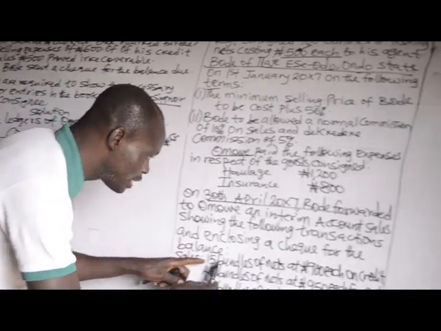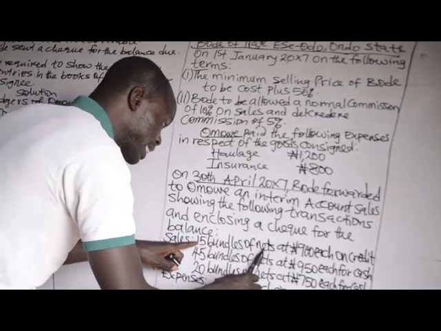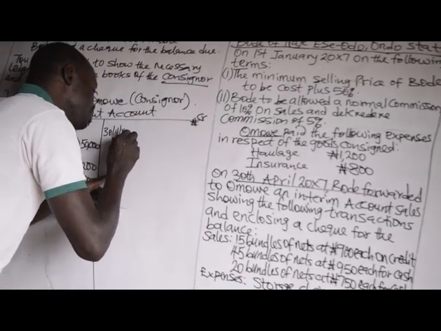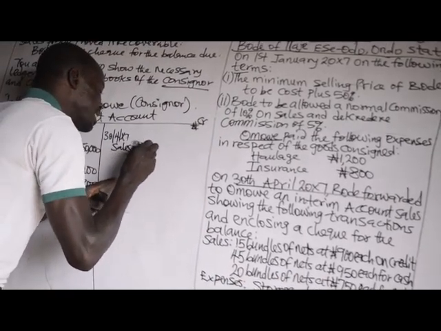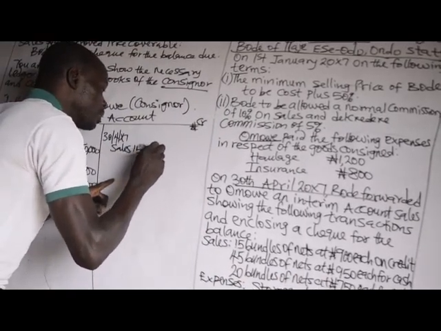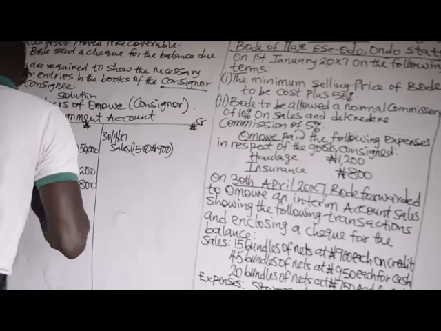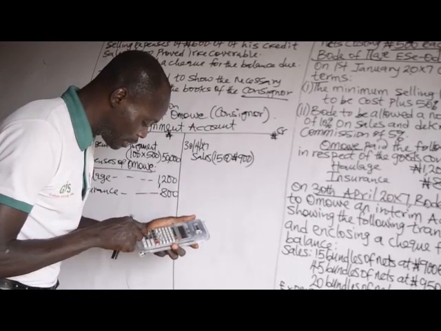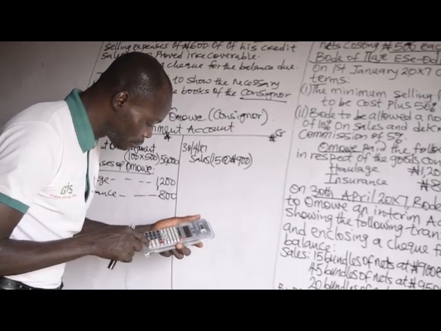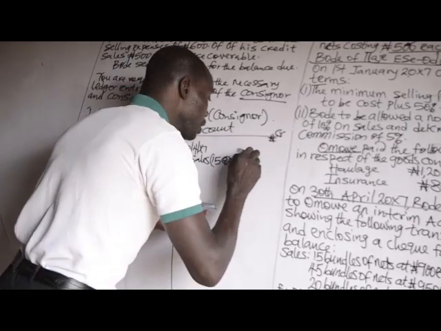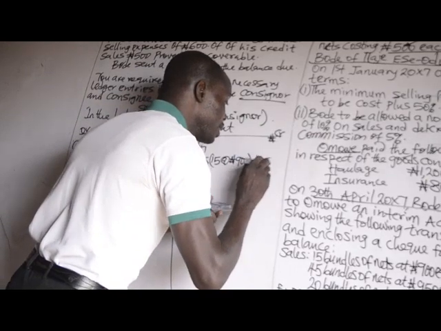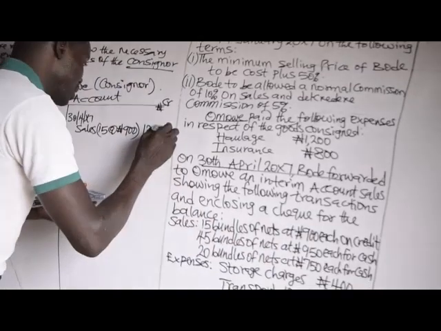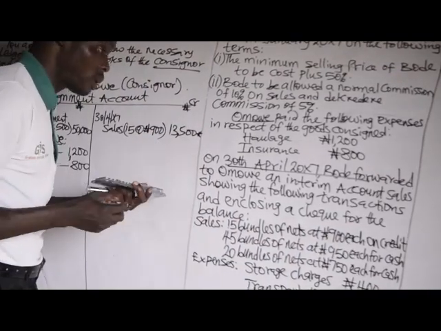Now we have 15 bundles at 900 naira each on credit. 15 times 900 will give you the value of sales as at that period. 15 times 900, we have 13,500. That is our credit sales. Remember, this is on credit. This is the credit sales we have there.